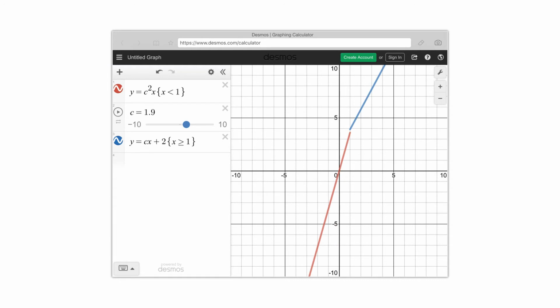Maybe right here, if we zero in on that value of c at c equals 2, it looks like that's the perfect value so that the two graphs line up and we get a continuous function. So maybe we think the answer is c equals 2. Let's see if we can prove that algebraically.